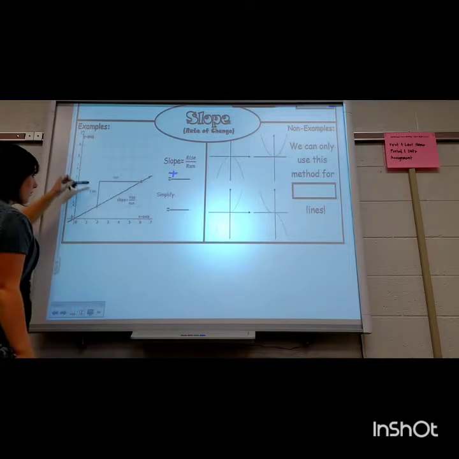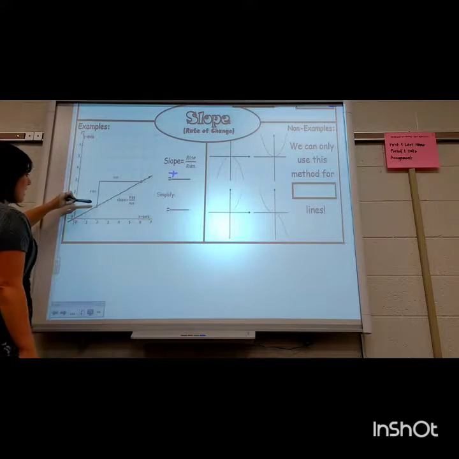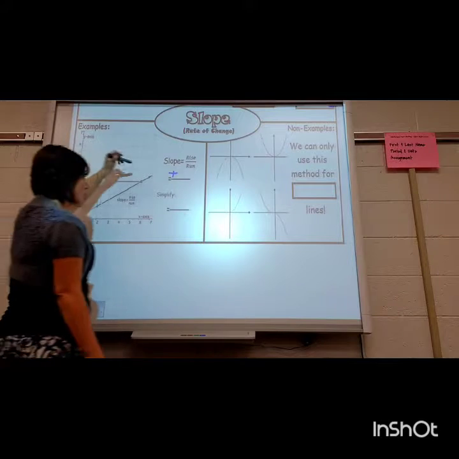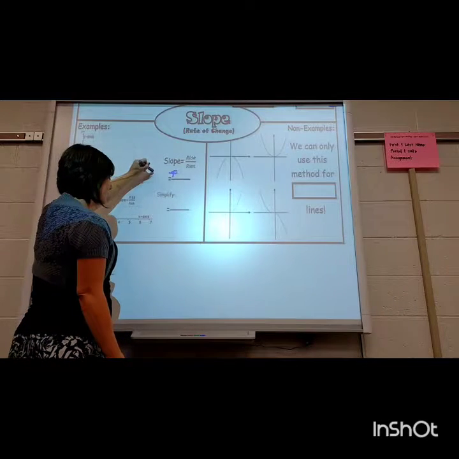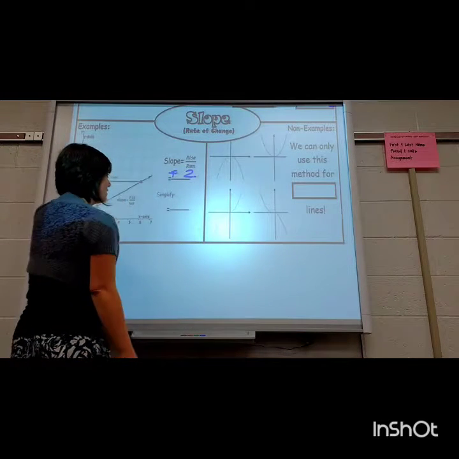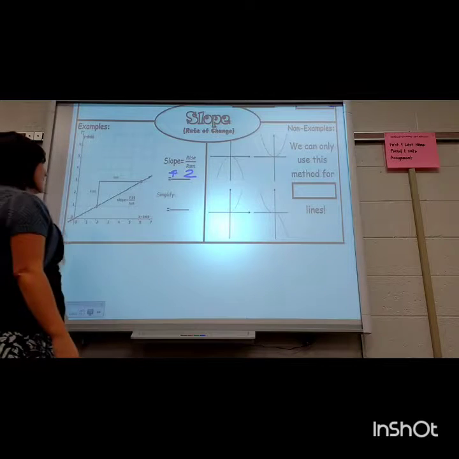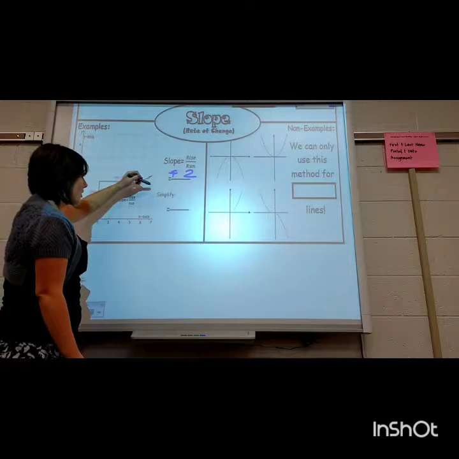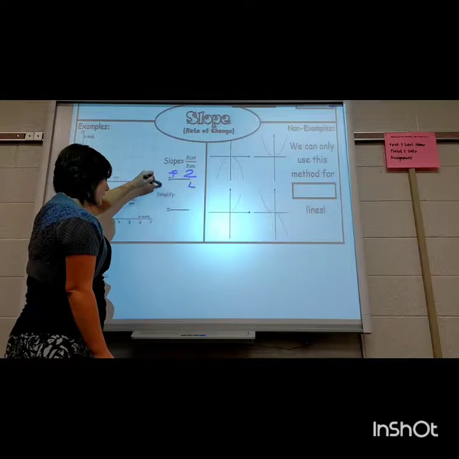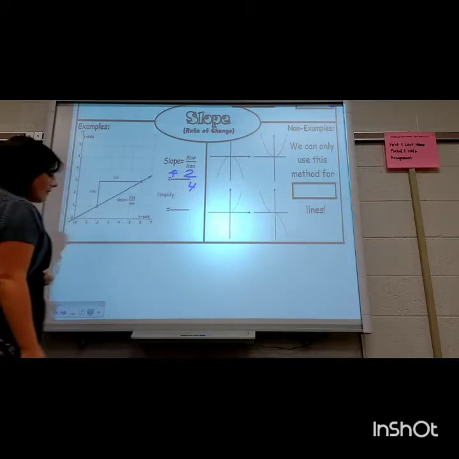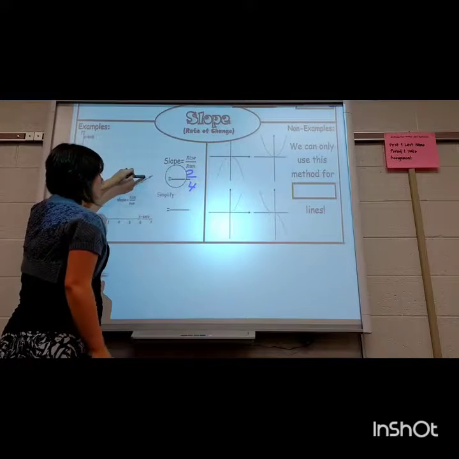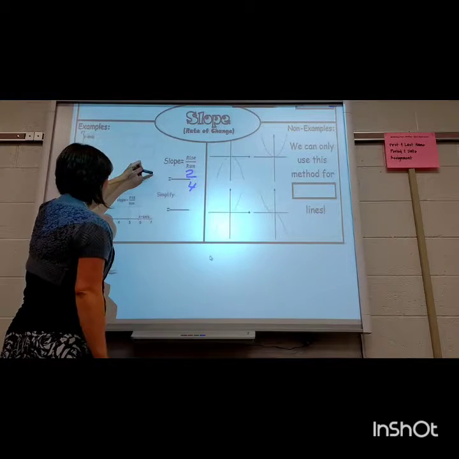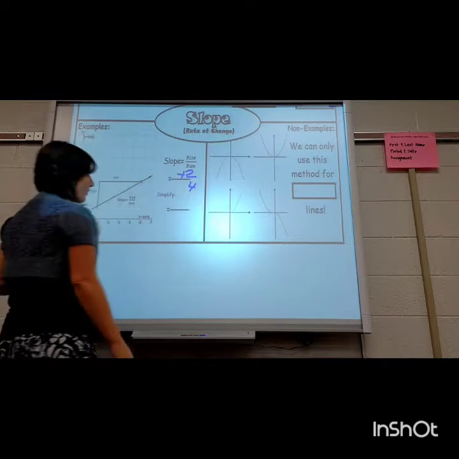Now we just need to count the rise over the run. So the rise here is 1, 2. So I'm going to go ahead and write my 2 there. And then my run is 1, 2, 3, 4. So I'm going to go ahead and write my 4 here. So right now I have a positive 2/4.